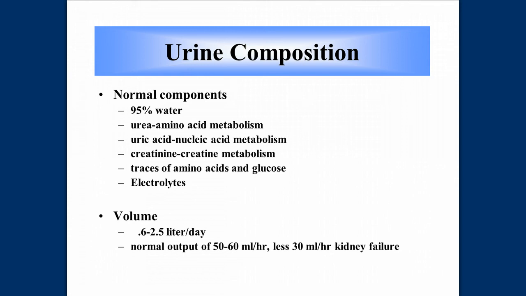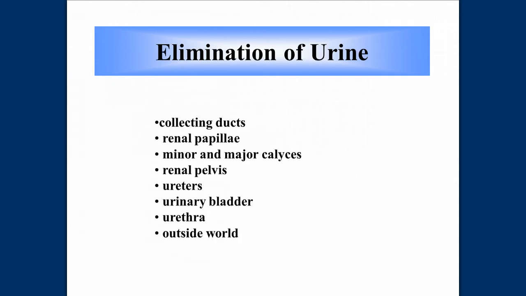Volume is about half a liter to 2.5 liters per day. Normal output is about 50 to 60 milliliters per hour. Less than 30 milliliters per hour is considered kidney failure. So if you are not urinating for a long period of time, that's an indication that you have a problem with your kidneys.